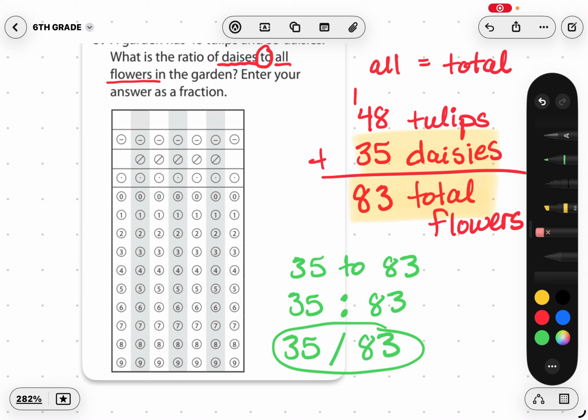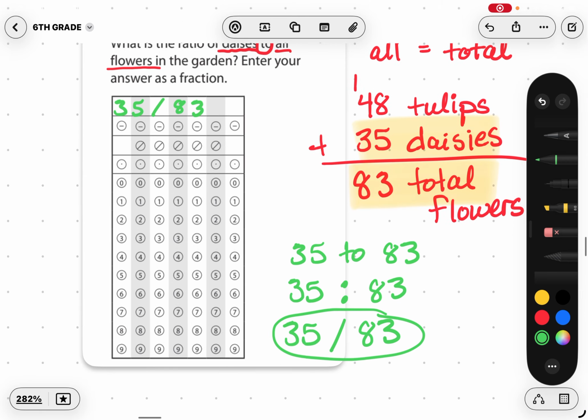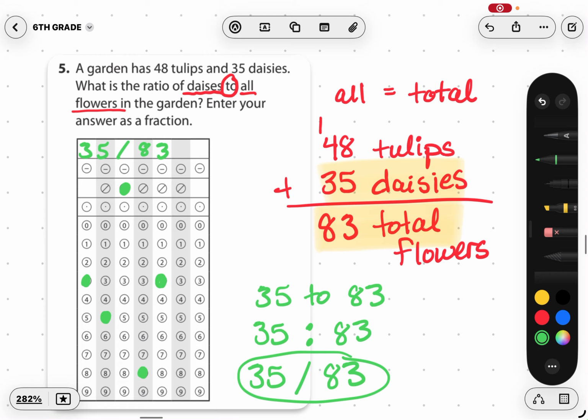But for right now, we're just going to keep it simple. We're going to write it all the way to the left. 35, then the slash, and then the 8 and the 3. And that's it. Okay? That's the ratio of daisies to total flowers.